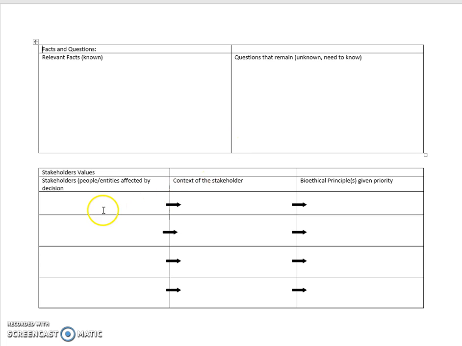Then they discuss who the stakeholders are. Who are stakeholders that are affected by this, and what's the context of that stakeholder? What's the bioethical principle that's being given priority by this particular stakeholder? Now, I usually have them split this into multiple rows because 4 boxes usually isn't enough. But again, it allows them to get their thoughts on paper.